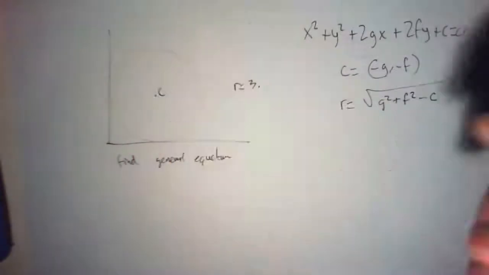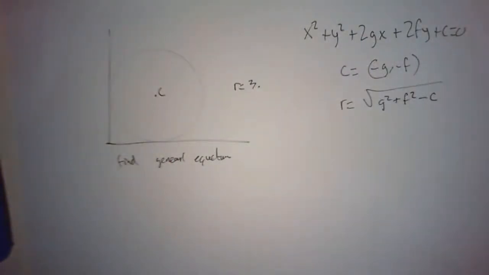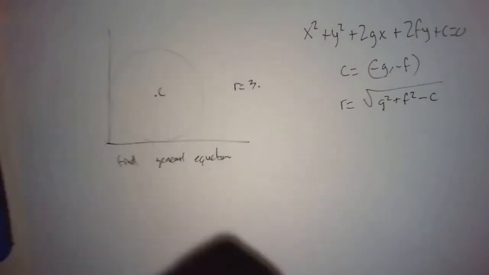You want to do a 3, 2, 1 and see, can you get it into that form for me? That would be brilliant. If you can't, don't worry. Just pause, and I will do it with you. So 3, 2, 1. Pause. Find the equation.